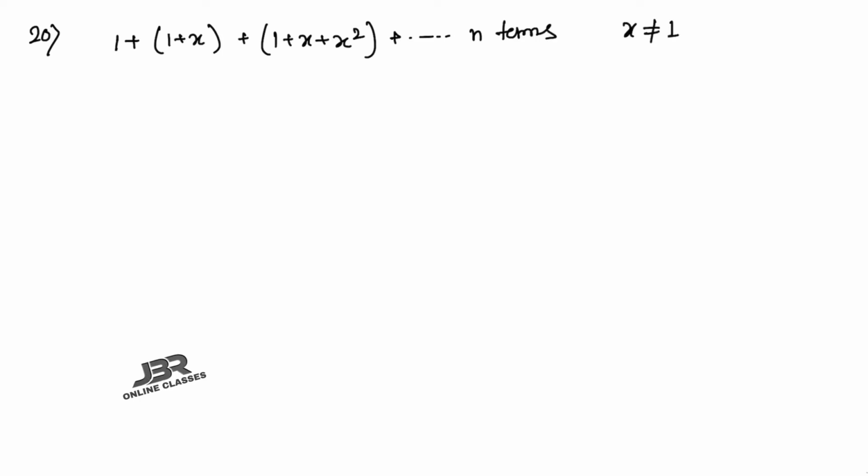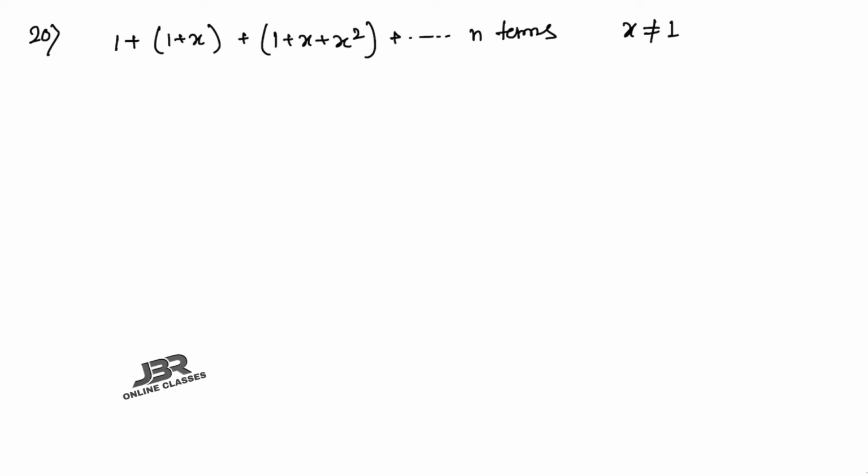Now next, sum number 20. In sum number 20, find the sum of the series 1 plus (1 plus x) plus (1 plus x square) plus dot dot dot up to n terms, where x is not equal to 1.